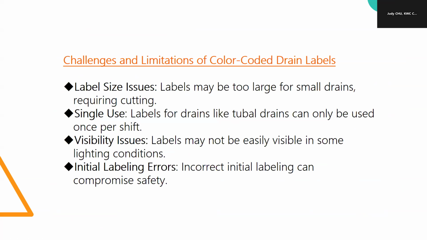On the other hand, there are challenges and limitations of color-coded drain labels. The labels may be too large for small drains, which require cutting, and some labels for drains, like Tubo drains, can only be used once per shift. There are also visibility issues, as it may not be easily visible in some lighting conditions, like dim conditions. And most importantly, we need to ensure the initial labeling of drains is precise and correct during the interventional suite or in the operation theatre.